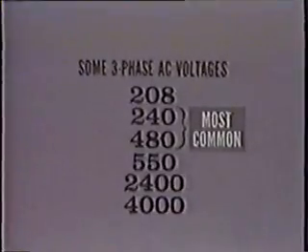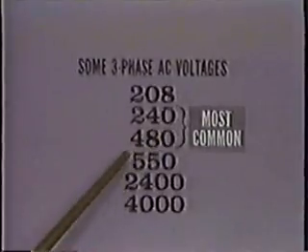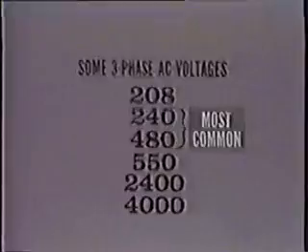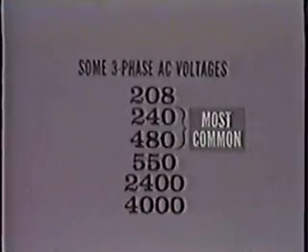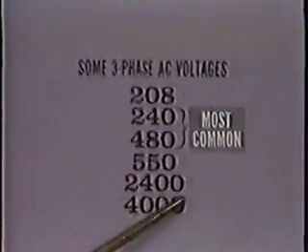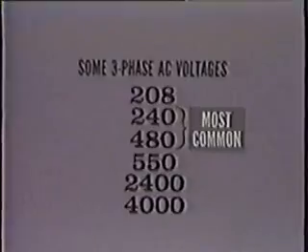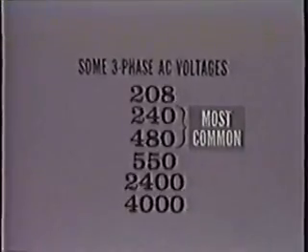The three-phase current found in most industrial plants is usually either 240 or 480 volt. However, other voltages are occasionally used in some sections of the country. For example, 208, 550, 2400, and 4000. These voltages are approximate, as in the case of single phase, since some locales are, for example, using 220 or 230 instead of 240. Practically all industrial installations are three-phase.